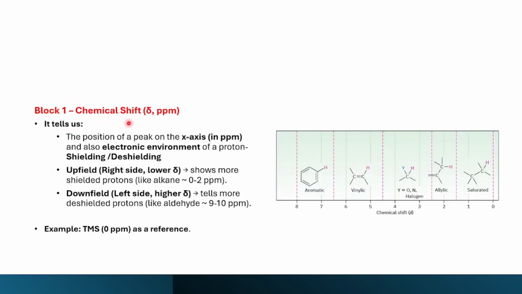Block 1, chemical shift. It tells us the position of a peak on the x-axis in ppm and also the electronic environment of a proton. Either they are shielding or deshielding. Upfield range.